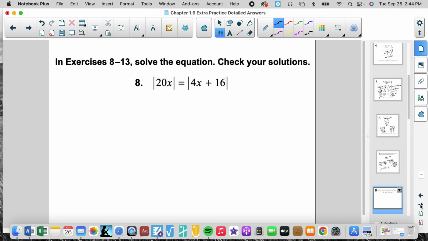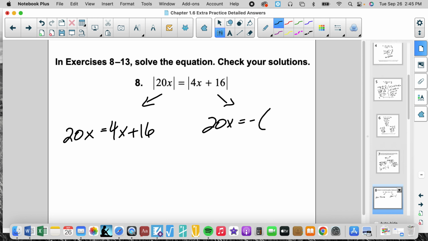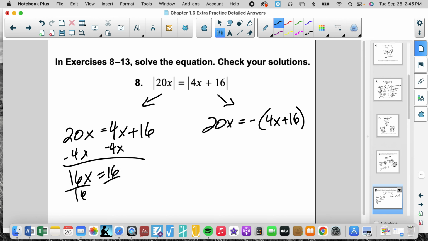All right, number 8. Now we have 2 absolute values equaling each other. So the way we do that is we take the left side out and keep it as the positive value, and then we equal it to the positive and the negative of that right absolute value. So we're going to subtract 4x. We get 16x equals 16, divide by 16, x equals 1.